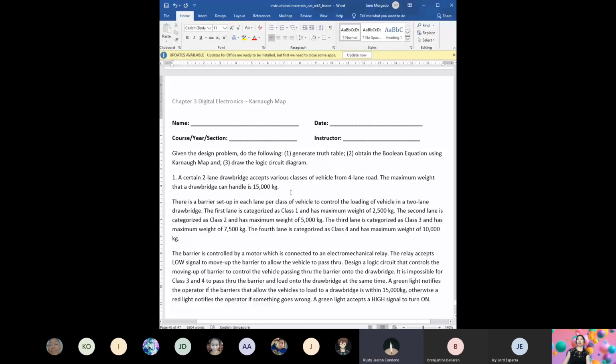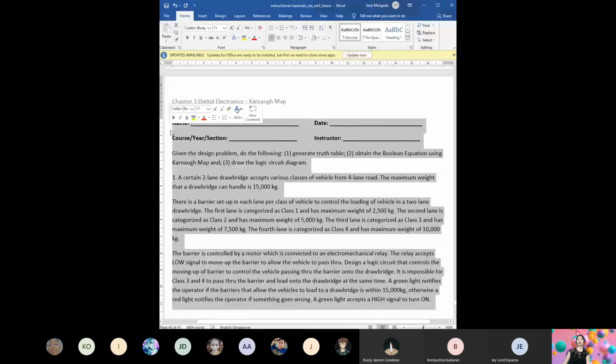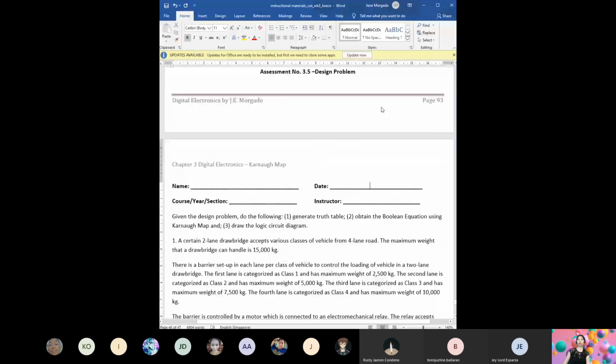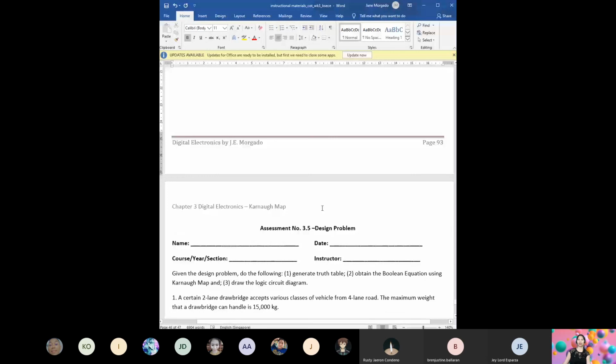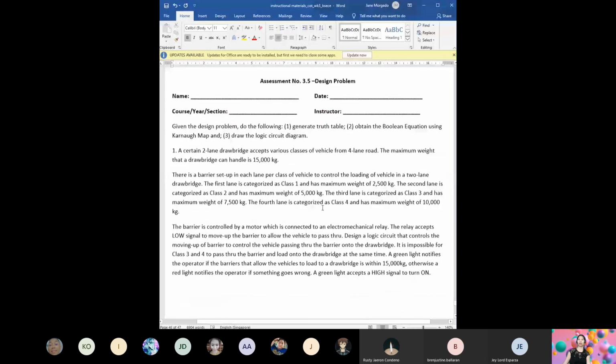Hindi nyo makikita sa Google ang sagot dito, kasi original to eh. Sa akin to. Kaya please don't share yung mga nasa class files. Okay? So naka-copyright yan. Sa atin lang yan. For your eyes only. Okay? Question.